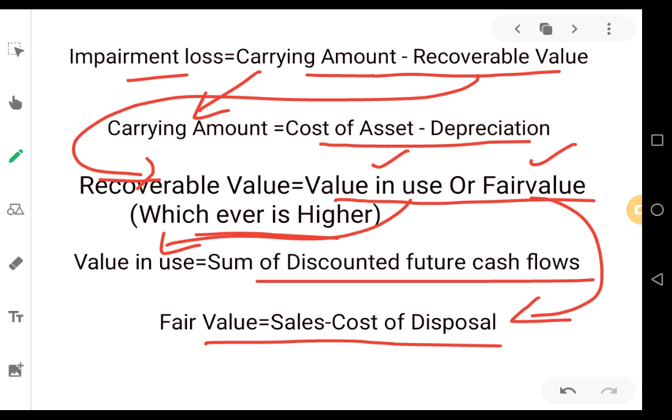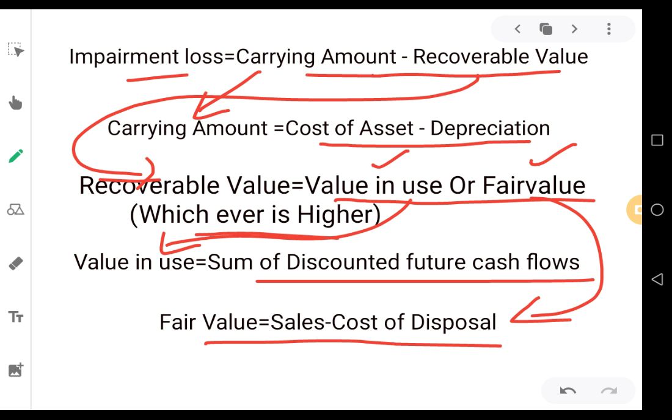But what we are talking about in this impairment is unexpected decrease in the value of asset. Unexpected, unforeseen decrease in the value of asset. We don't know that that particular asset will be impaired. A loss will be incurred. It happens because of various internal and external factors, because of obsolete technology or change in the prices in the market or damage to the asset or many other external factors.